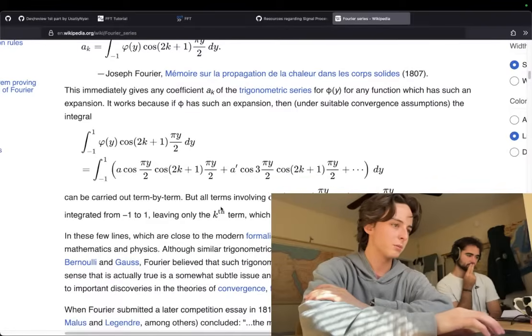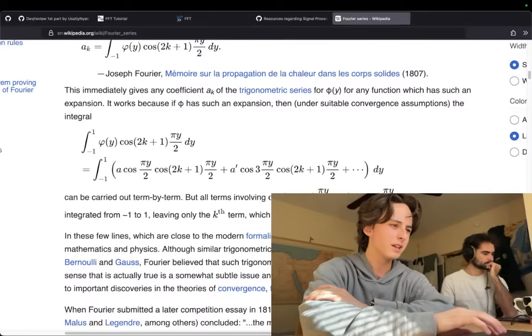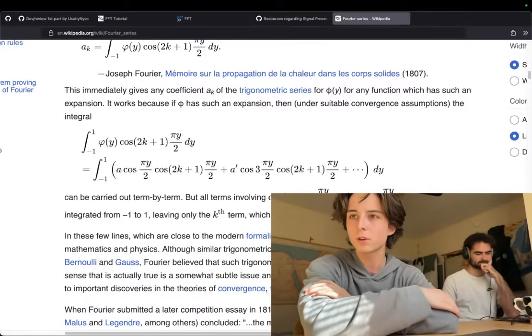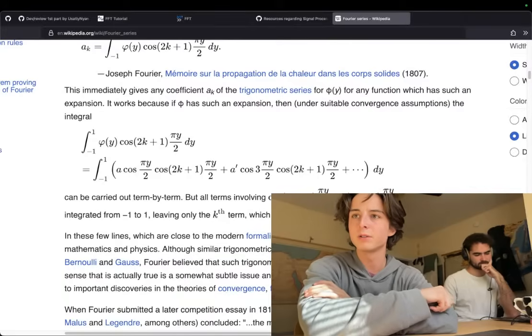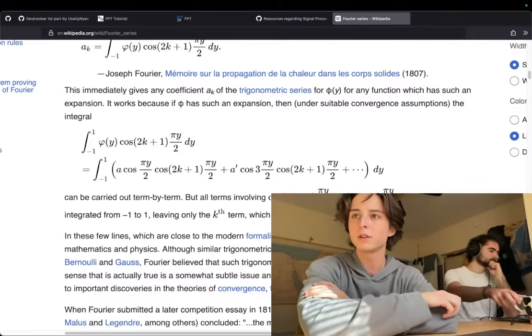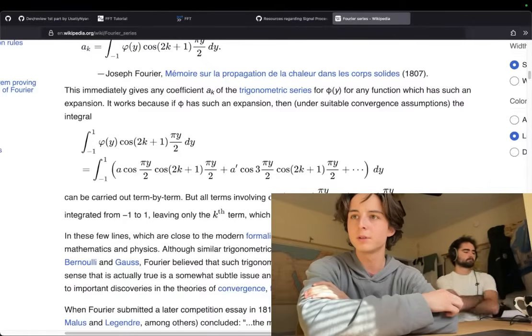You can break it. But all terms involving cosine 2j plus 1, and so on, for j not equal to k vanish. Why do they vanish? When integrated from -1 to 1, leaving only the kth term, which is 1. Why do these vanish? It's the sum of 2k plus 1 increasing the amount of approximation of the function itself. Oh, okay, so the 3 is inside there. So it's the whole term. It's taking only the odd values. It's the sum.